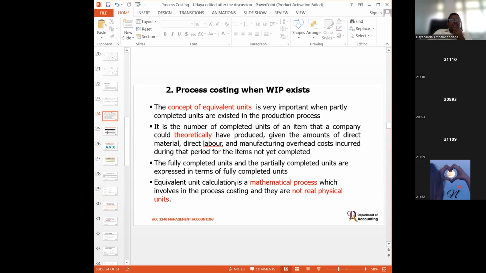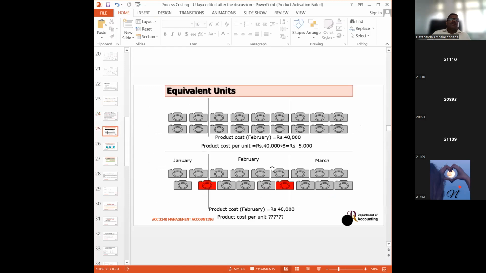Equivalent units calculation is a mathematical process involved in costing. They are not really physical units. You have to remember that when you say equivalent units, it's not equivalent physical units. It's a mathematical calculation, right? I think you can understand the meaning of equivalent units based on this.